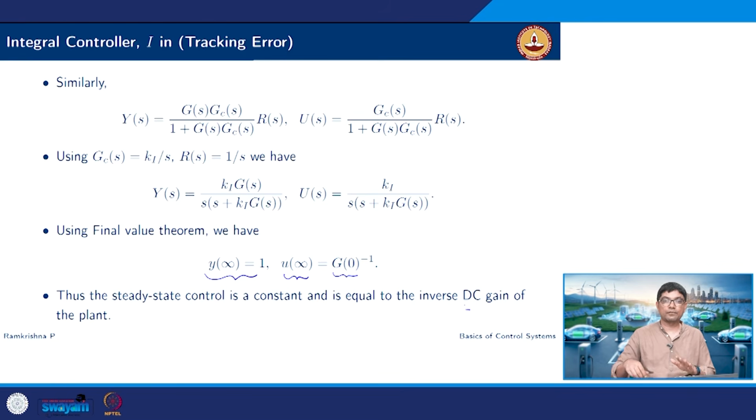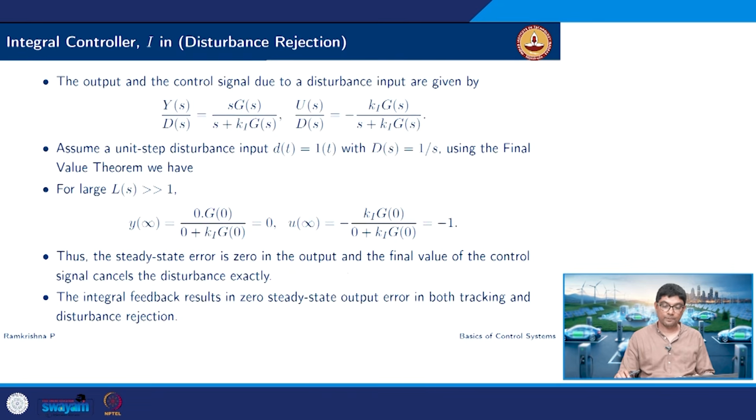This also means that once the plant reaches steady state, there must be some control input holding it there. Just like if I lift a drone and want to keep it at a certain location, there must still be some control input. The motors must keep giving some energy to the propeller so that a certain distance is maintained, right. So, the steady state control is equal to the inverse of the DC gain of the plant.